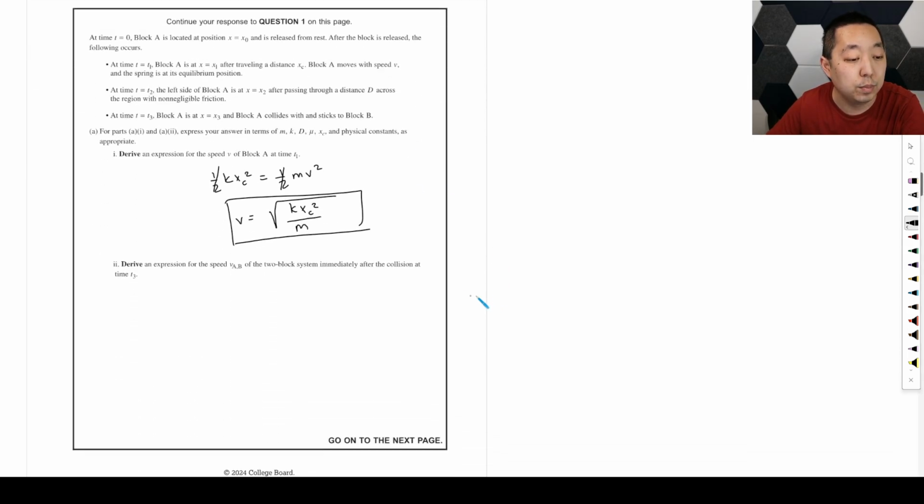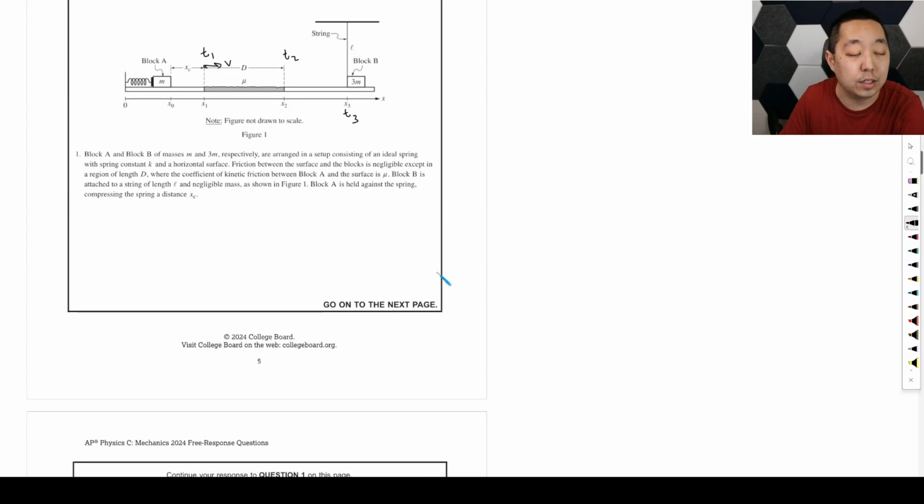Nice and roughly simple. Derive an expression for VAB, the two-block system, immediately after the collision. So we got to do two things. We got to handle the fact that it's going to lose some speed as it goes from here to here, and you can either use forces and kinematics or work and energy. And then we got to handle the collision. So there's kind of two parts to that we got to take care of. So the first part, I'm going to use work and energy. That's my personal preference for something like that when it's moving in a straight line. You could do a free body diagram, do kinematics.